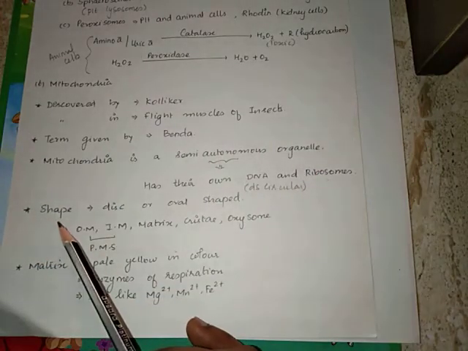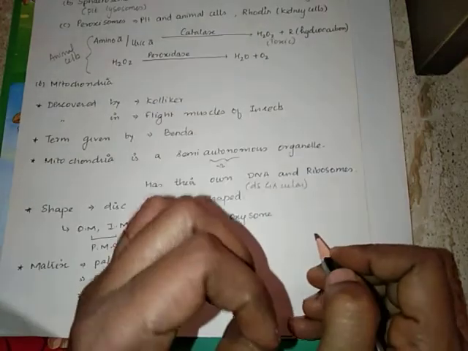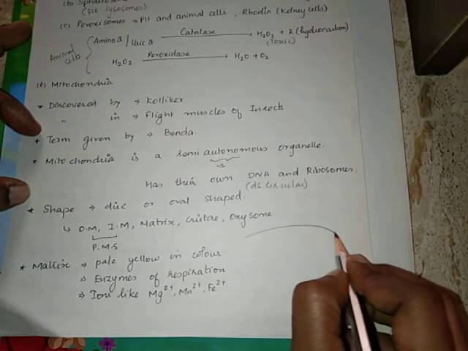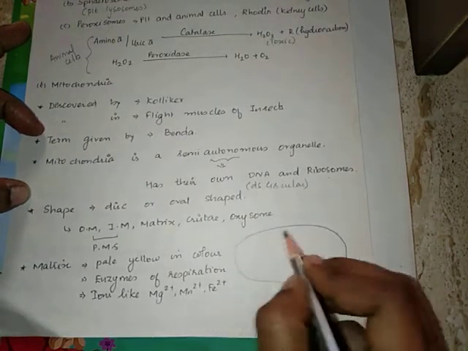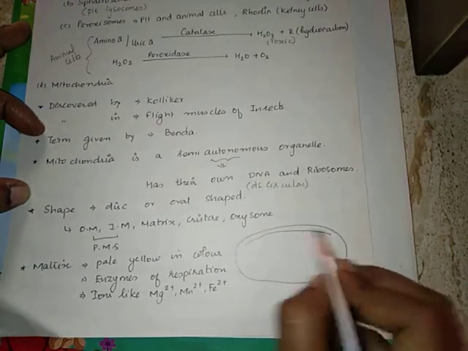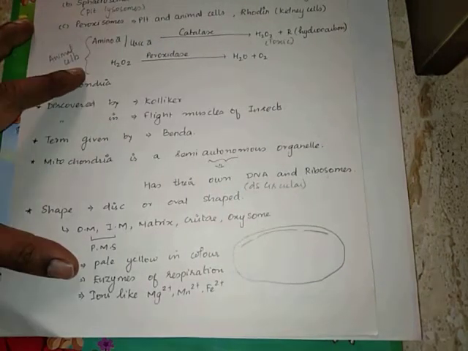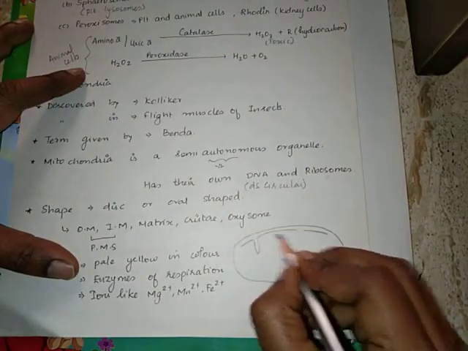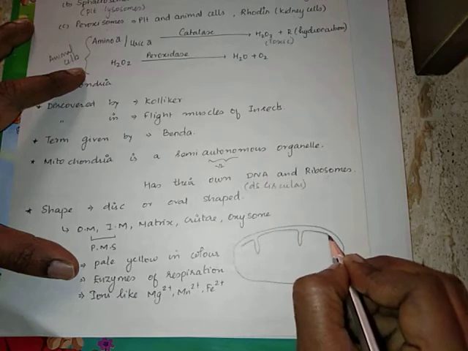And the shape of mitochondria is disc or oval shaped. I hope you remember the shape of mitochondria because we have seen it in the respiration in plants unit. In the respiration in plants unit we have seen the structure of mitochondria.